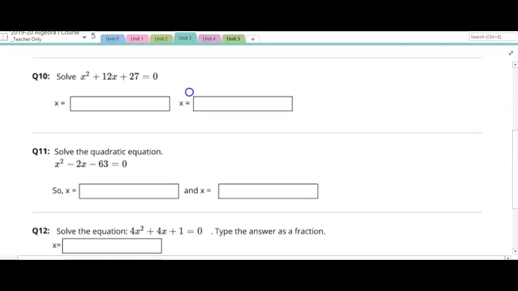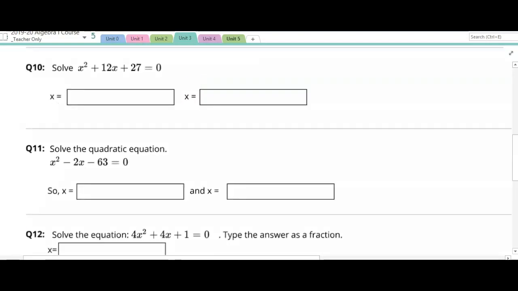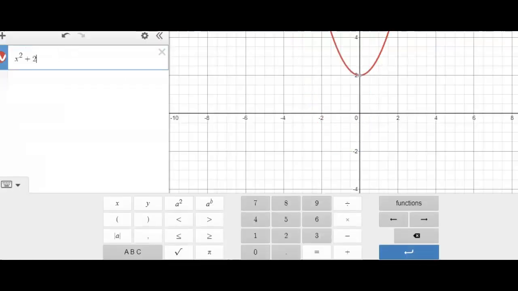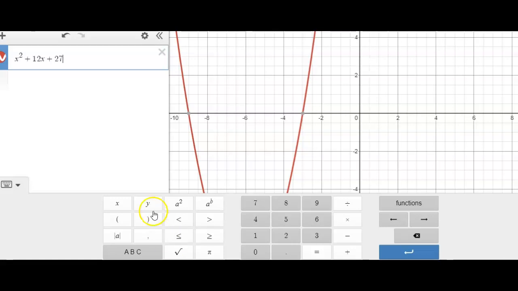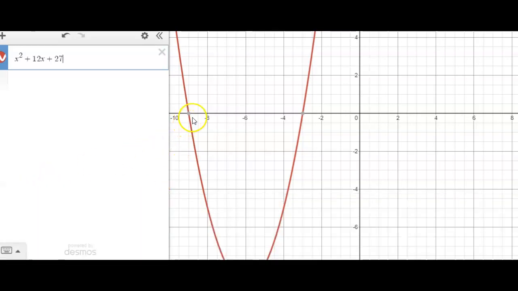Now we're going to solve quadratics. We can solve one of three ways: by graphing, by factoring, or by using the quadratic formula. This one is a pretty simple one to solve by factoring, but it's probably even easier if we type it into Desmos. X squared plus 12x plus 27. Notice that my graph crosses the x-axis right here at -9 and right here at -3. Therefore, those are my solutions: -9, -3.